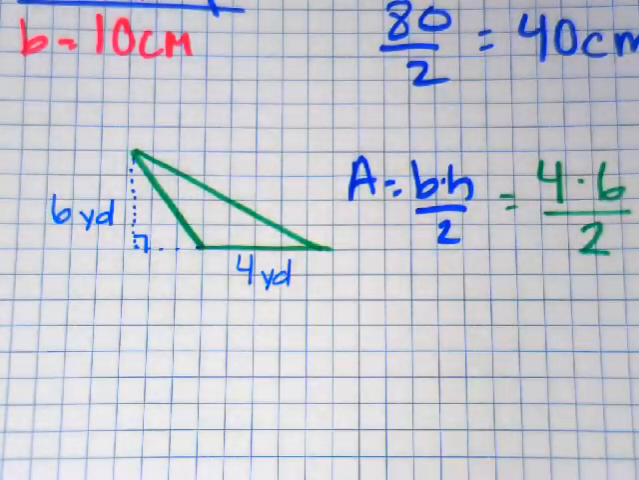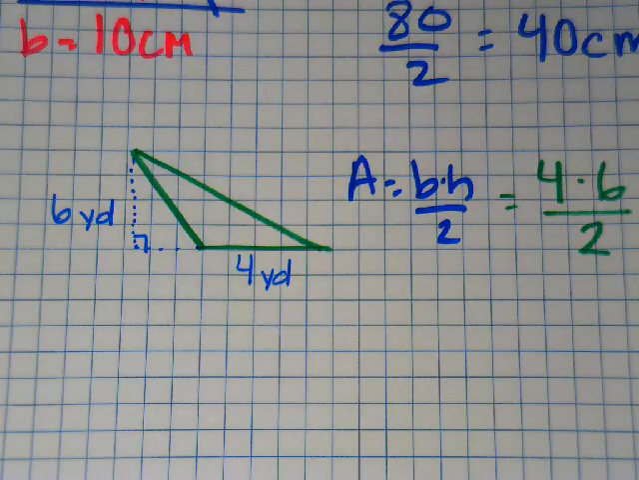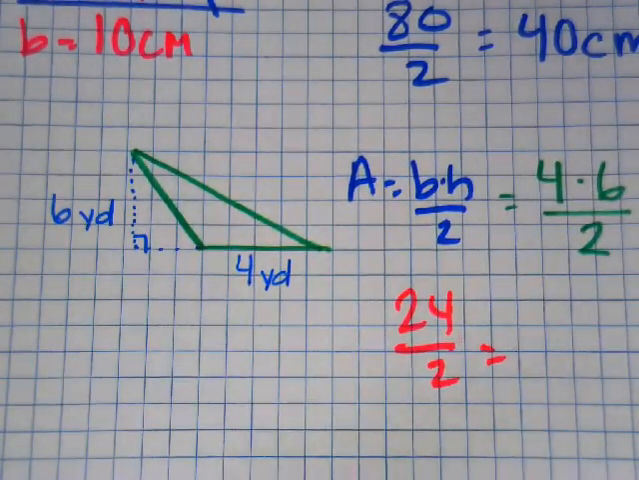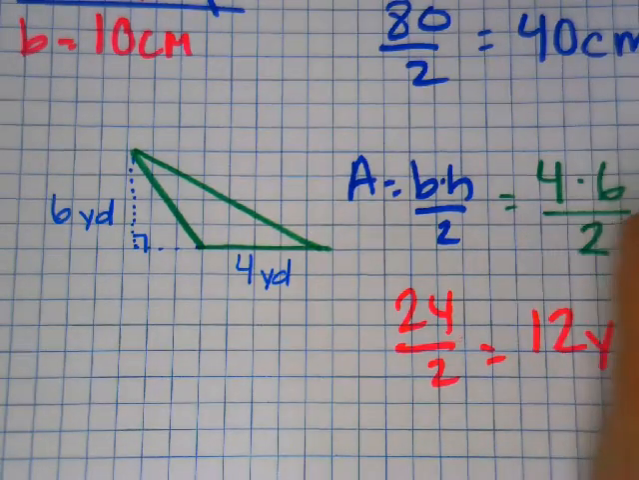What's the number one mistake kids make? Not dividing. I know, that's terrible. All right, now, what's 4 times 6? 24. 24 divided by 2? 12. 12 what? Inches squared.